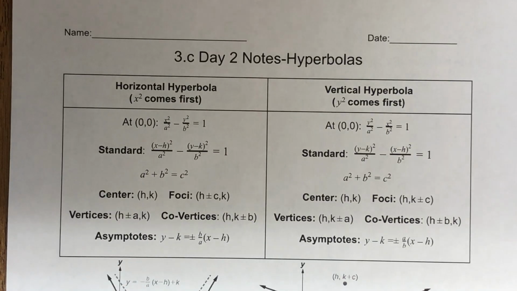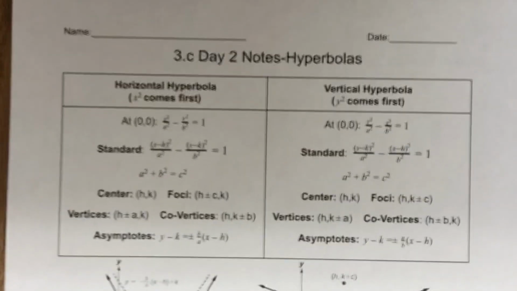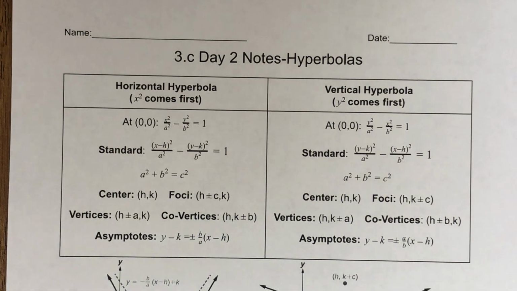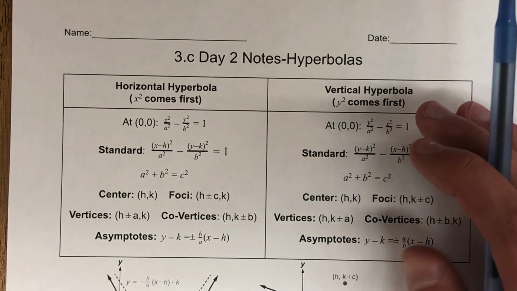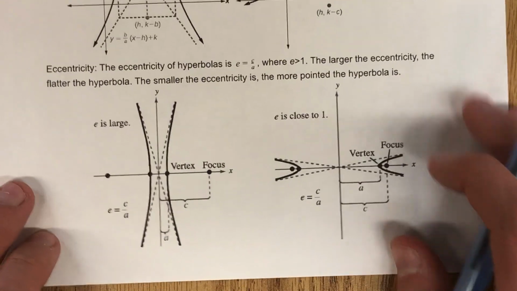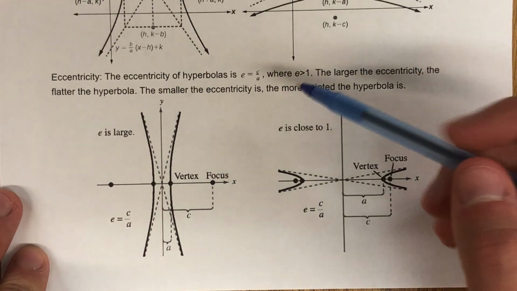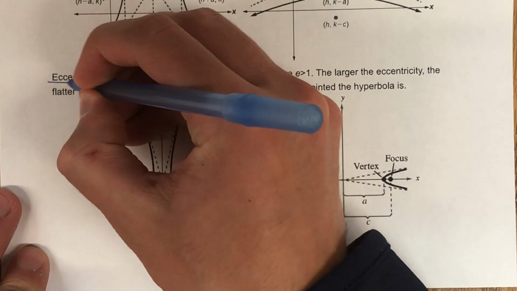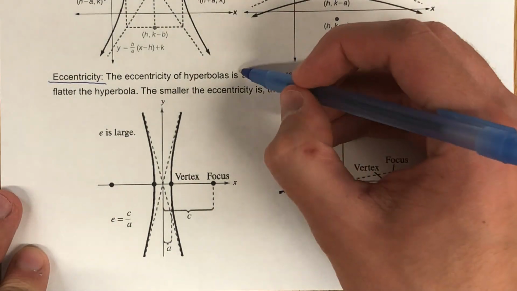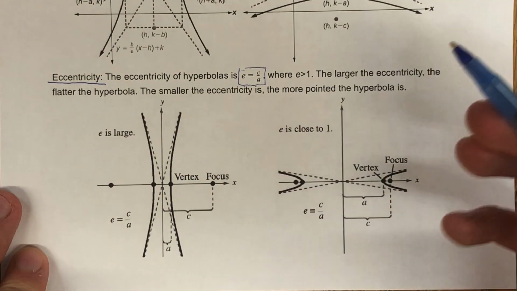Okay, we're on to day 2 with hyperbolas. As we did with parabolas and ellipses, day 1 was all about graphing, and day 2 is going to be about writing equations. The only thing that's new is that hyperbolas, like ellipses, have eccentricity. And it's the same as it was with ellipses, so it's c over a.